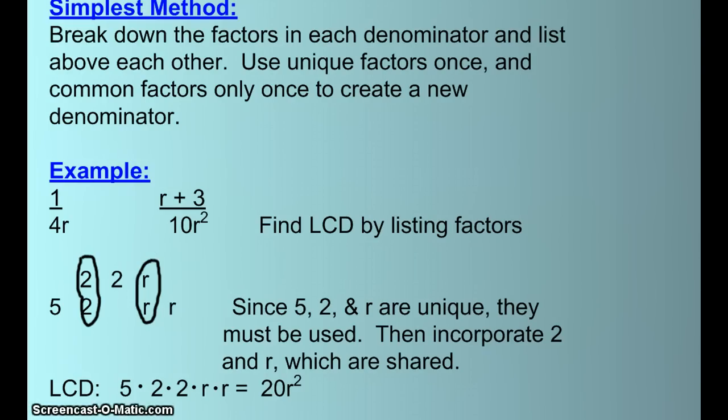So the lowest common denominator is going to be multiplication of all these factors. So you can use 5 times the 2 that is shared, times the 2 that is unique, times the r that is shared, times the r that is unique. So you end up with 20r squared. So each fraction has to have a denominator of 20r squared, and you'll have to multiply the numerator by whatever you have to multiply the denominator for to reach that 20r squared.